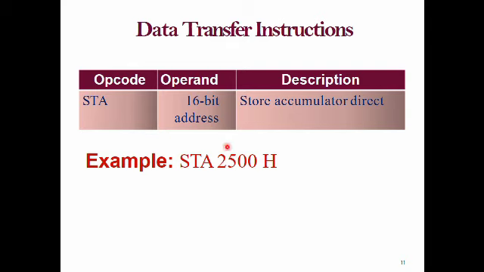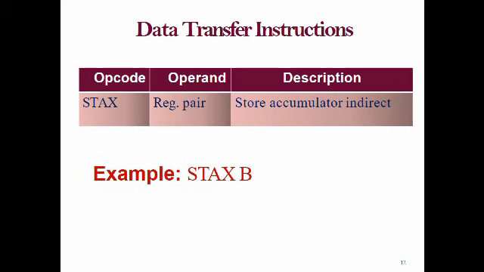STA 16-bit address will store the contents of the accumulator. Whenever we want to store the contents of the accumulator to memory, the memory location address is specified. The instruction is, for example, STA 2500H. The next instruction is STAX with a register pair. STA stands for store accumulator, X stands for register pair. Whatever the contents of the accumulator, it will be stored not into a given address but into the address held in register pair BC in this particular case.